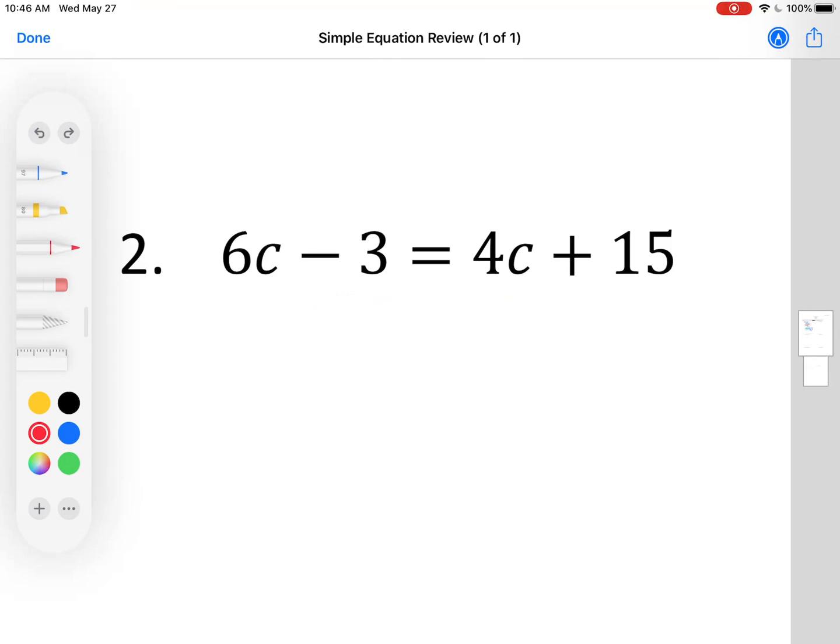I said before that when you get rid of a term, you subtract. Well, that's not quite actually true. If it is subtraction, then you have to do the opposite, which is add.